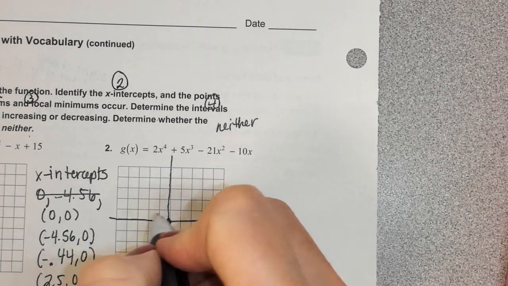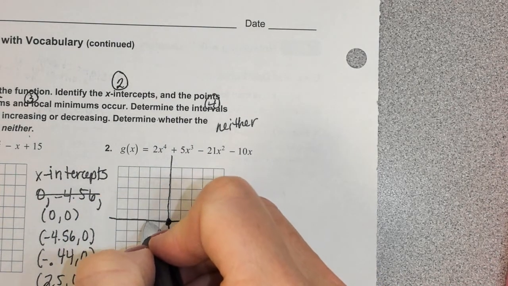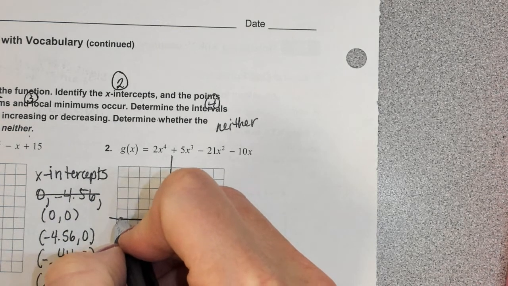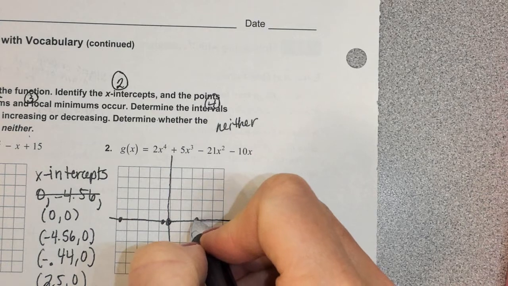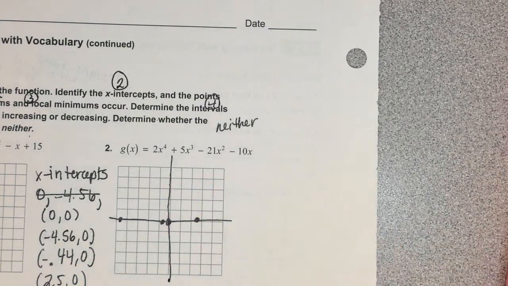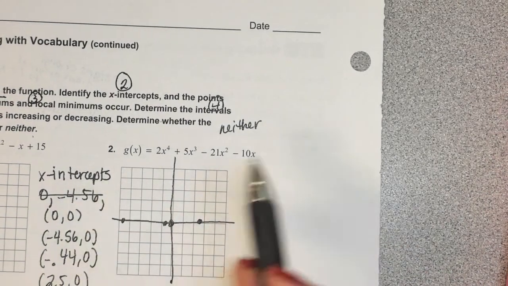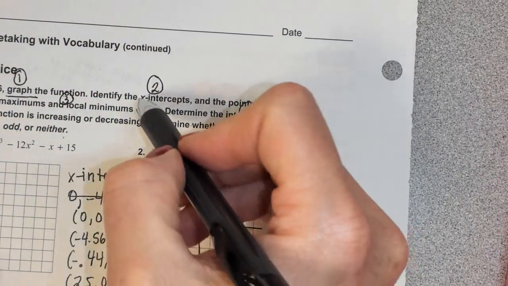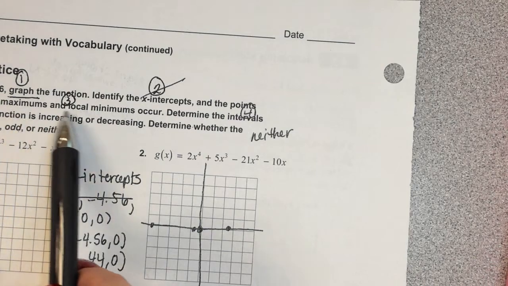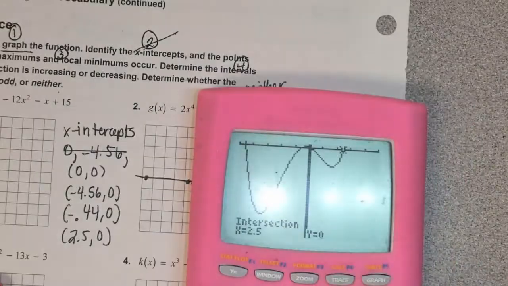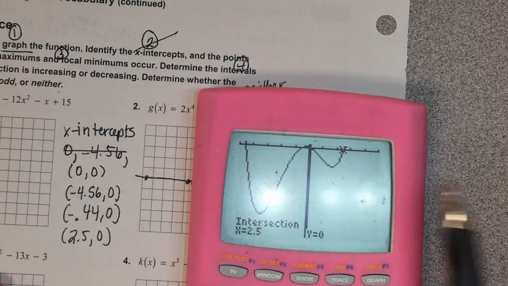So (0, 0), (-4.56, 0), (-0.44, 0), (2.5, 0). Okay, now to be able to graph this well, we're starting the graph, we've done the x-intercepts. Now we have to find the points of the local max and local min. So right here, this is the local min. We have to find it.